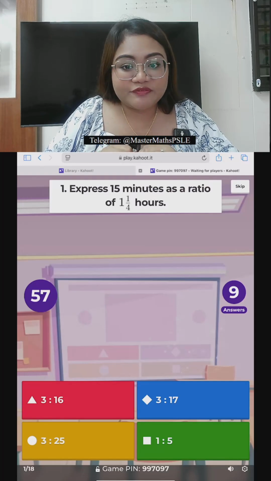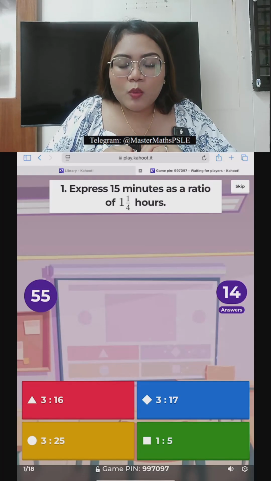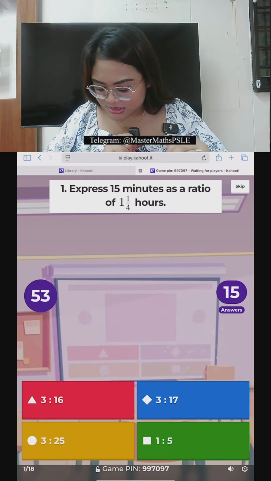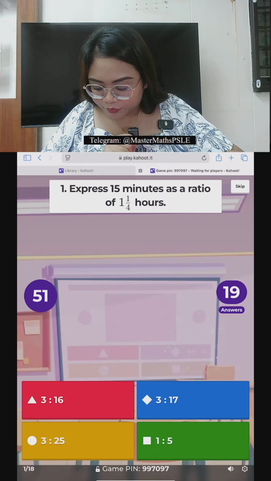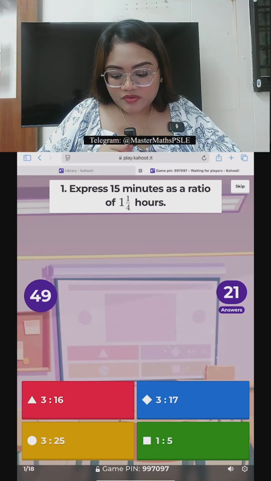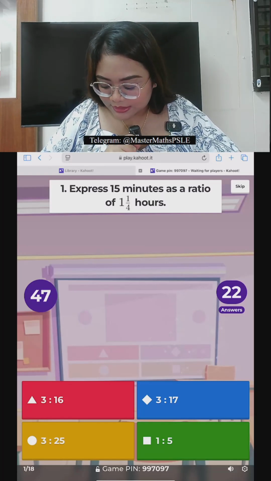First question. We want to express 15 minutes as a ratio of 1 and 1/4 hours. How do we express 15 minutes as a ratio of 1 and 1/4 hours?